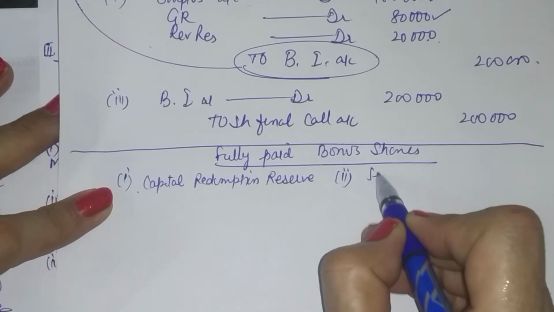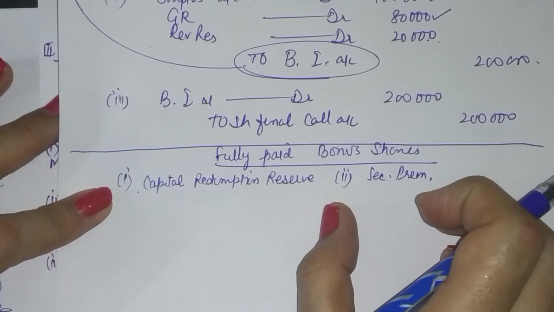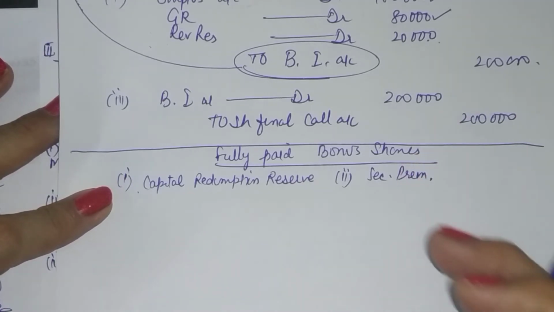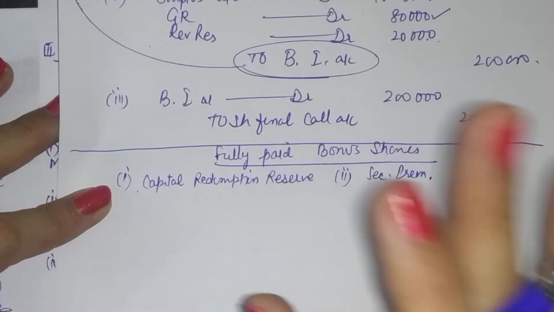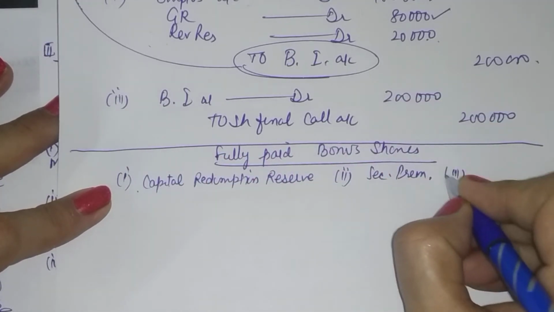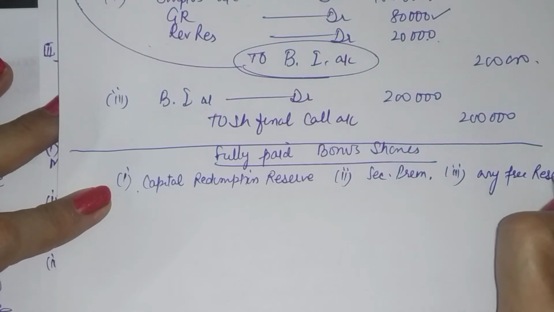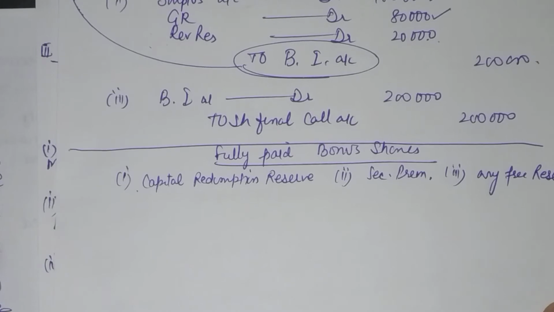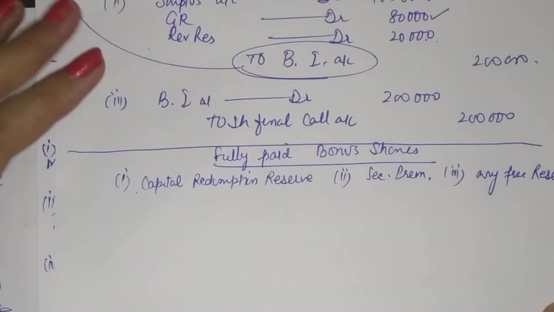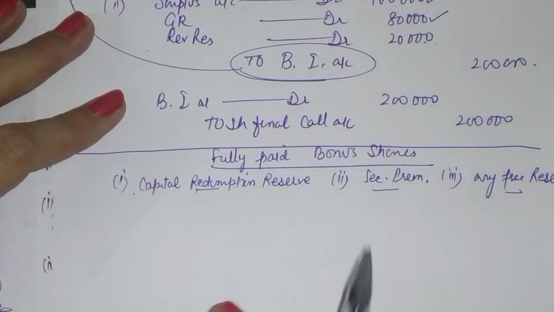Secondly, we have securities premium, which can be used for this purpose, because securities premium has 4 specific purposes, this being one of them. So you can use it to give fully paid bonus shares. Apart from that, you can use any free reserve, any surplus, general reserve, sinking fund, any kind of reserve can be used in this. Once you have calculated the amount, you will determine the sources and then you will pass the entry.